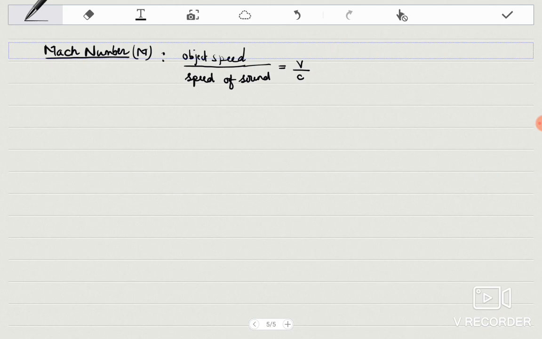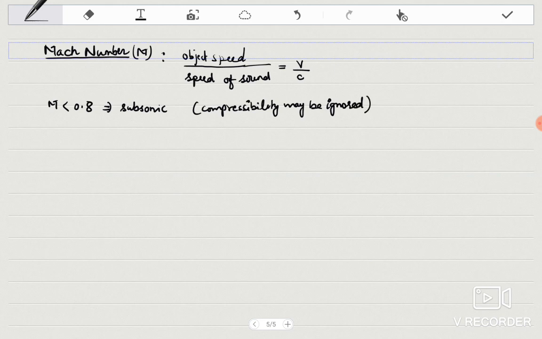Clear? Now, I am writing the exact values of this Mach number. If it is less than 0.8, we say that the flow is subsonic. When commercial aircraft are built with rounded nose and leading edges, they go into the category of subsonic aircraft. In these cases, compressibility may be ignored. So these are the subsonic planes.